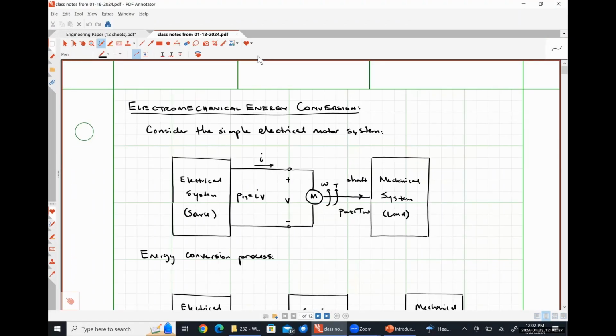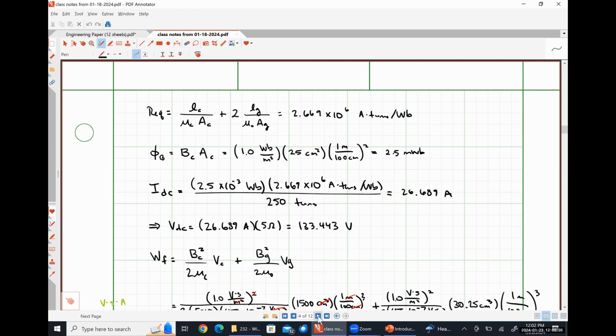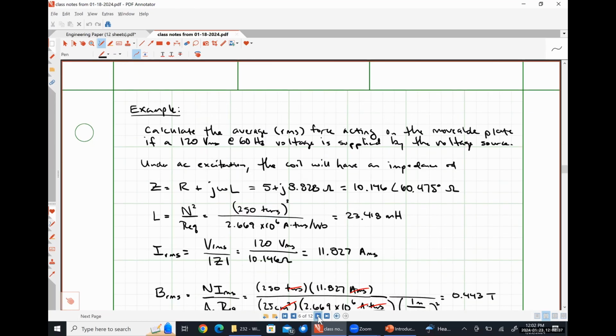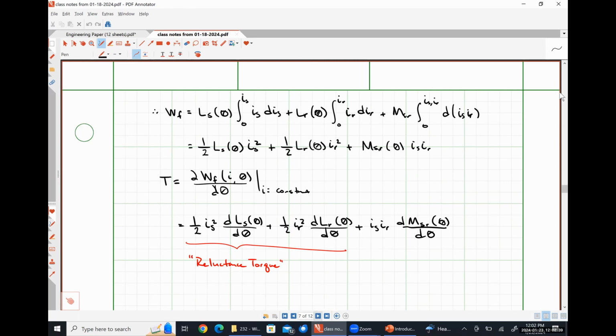So in our last class meeting, which was done online, we talked about electromechanical energy conversion, and where we wrapped up was here, where we were talking about the reluctance torque of a rotating machine. And then I believe I said we were going to kick things off this class meeting by talking about cylindrical machines. So let's go ahead and do that.